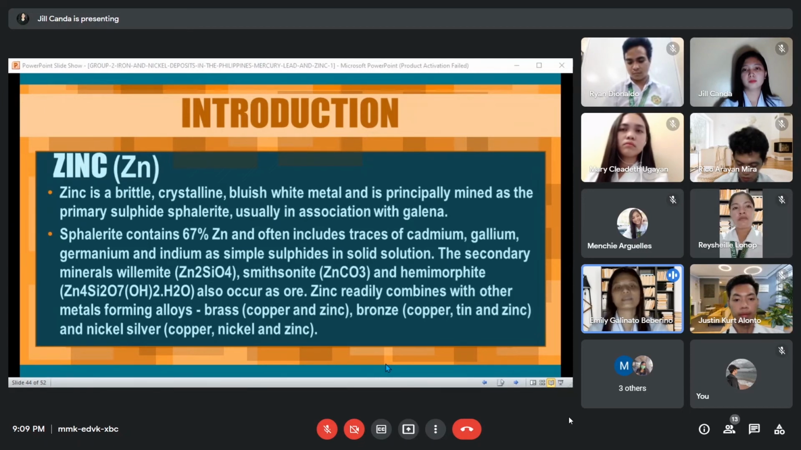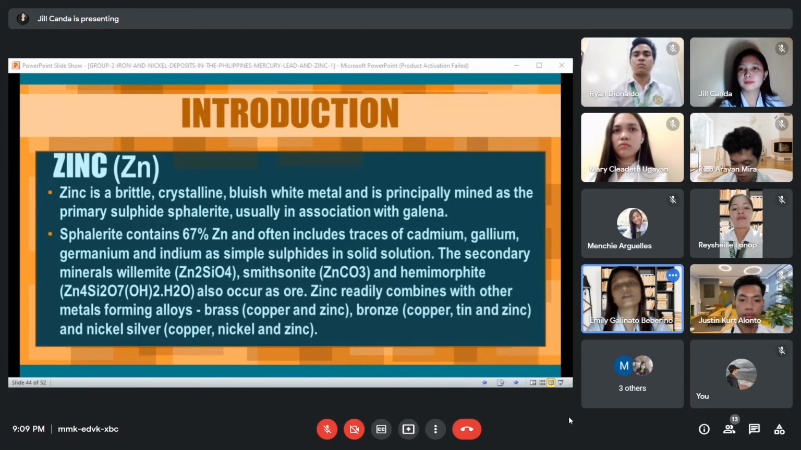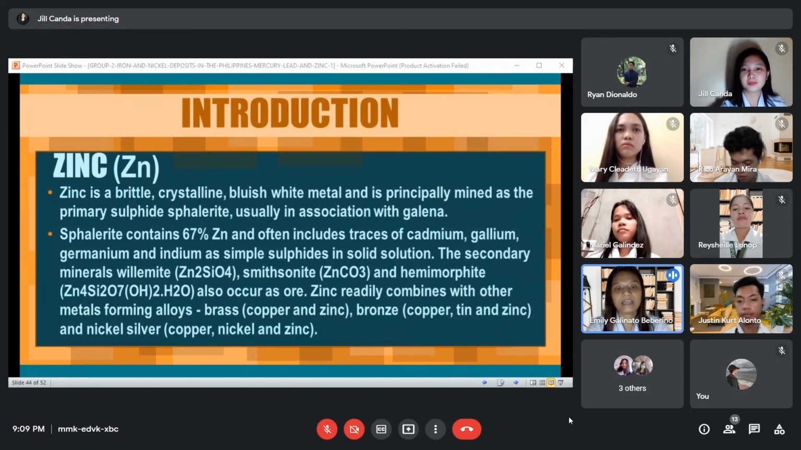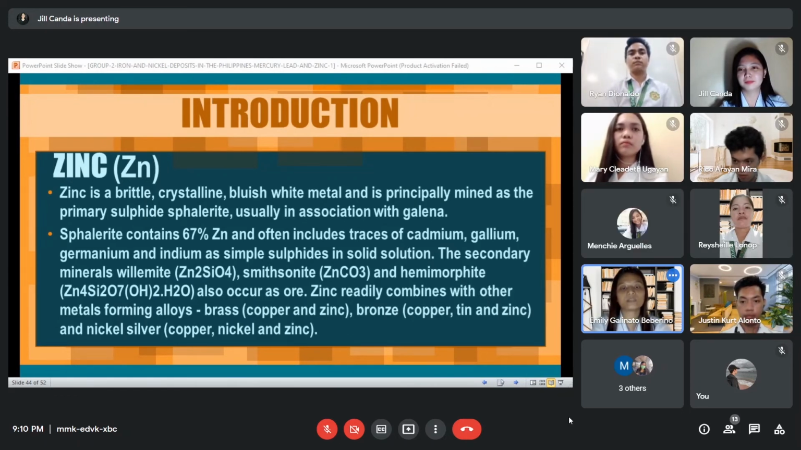The secondary minerals willemite, smithsonite, and hemimorphite also occur as ore. Willemite is a zinc silicate mineral and a minor ore of zinc. It is highly fluorescent under shortwave ultraviolet light, while smithsonite, also known as zinc spar, is a zinc carbonate mineral that is most commonly found in botryoidal form. And lastly, hemimorphite is a component of the mineral calamine. It is a silicate mineral that together with smithsonite has been historically mined from the upper parts of zinc and lead ores.